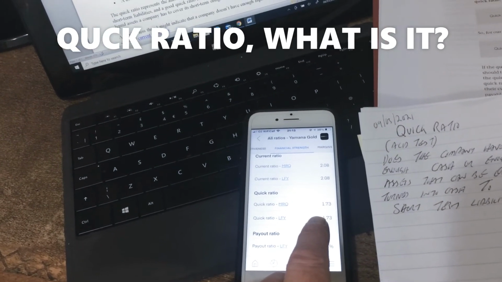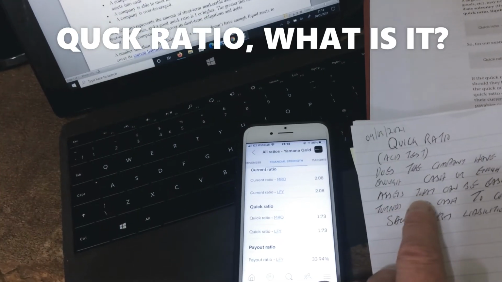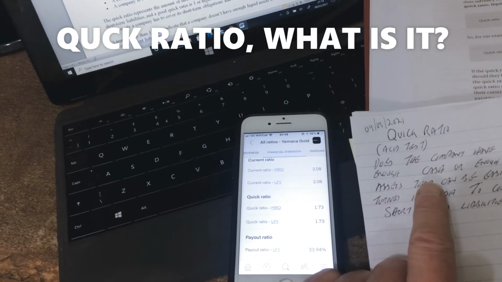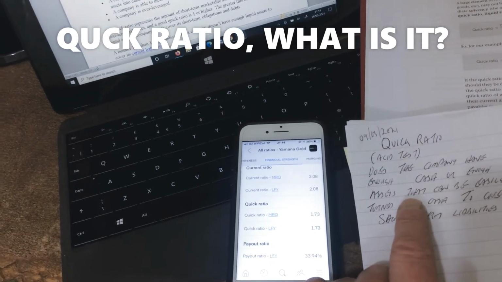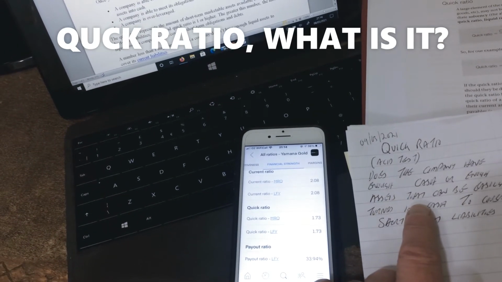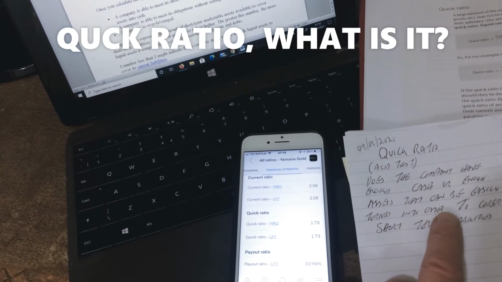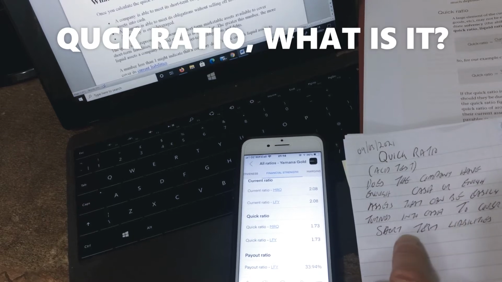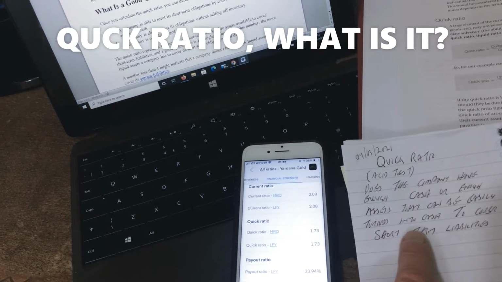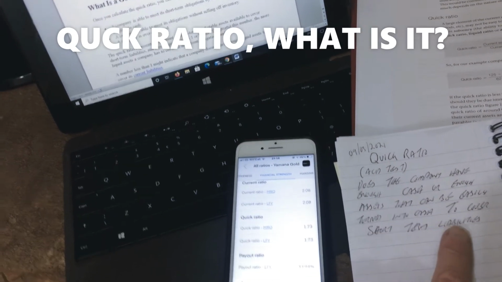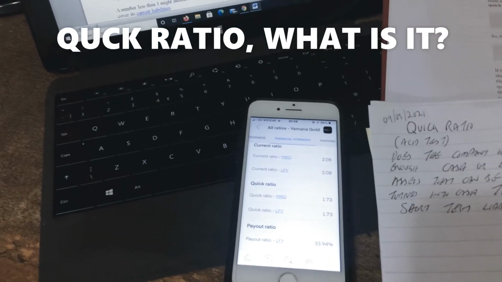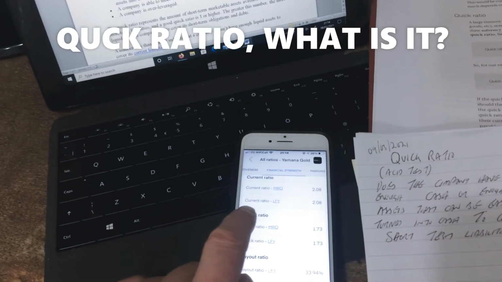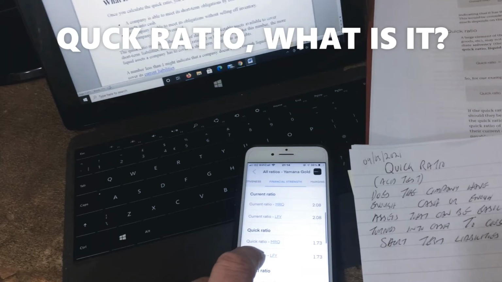And this means that the company has enough cash or items that they can easily turn into cash to cover, more than cover, the short-term liabilities. So this is only one of the formulas I use. I hope you understand it a bit clearer now.